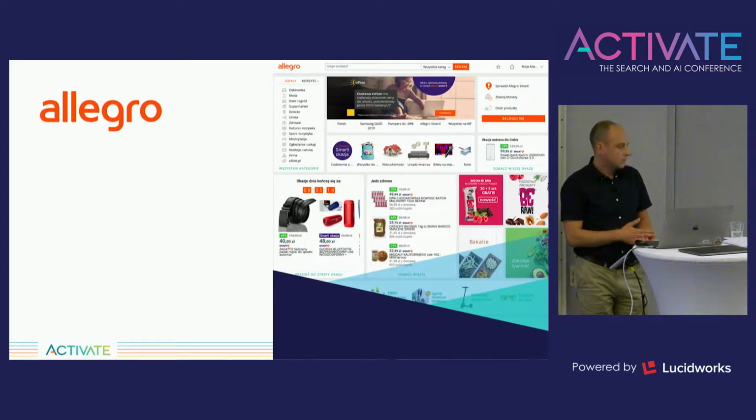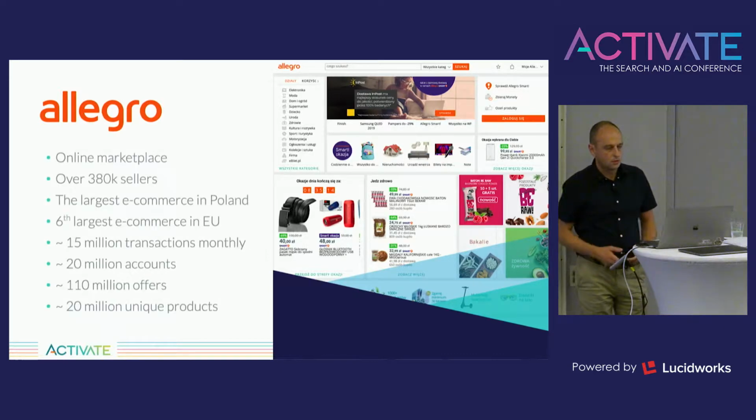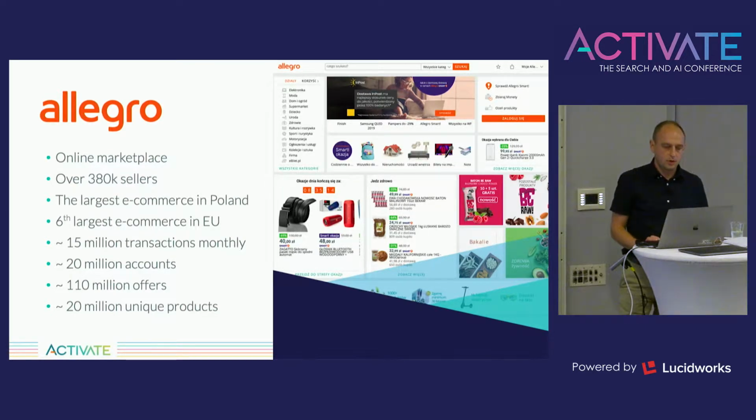So I work at Allegro. Allegro is an online marketplace with over 380,000 sellers. It's the largest e-commerce in Poland. It's the 6th largest e-commerce in European Union. With 15 million transactions monthly, 20 million accounts, and 110 million offers. That makes 20 million unique products.